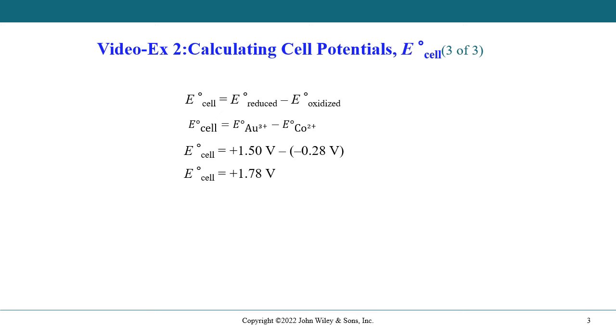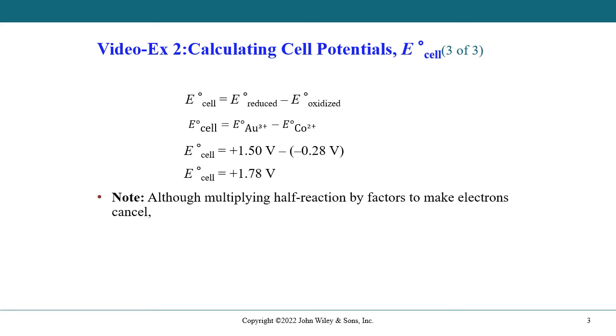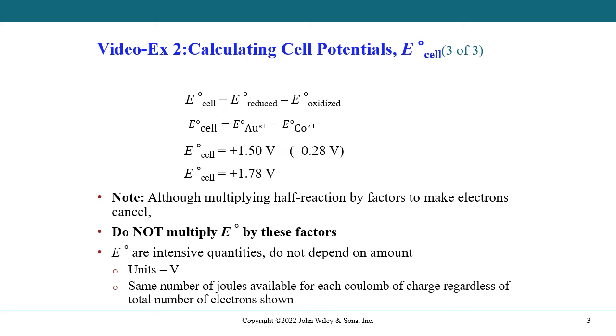Now we need to note the following. Even though we multiplied the half reactions by various factors to make the electrons cancel, there's one very important point: we don't multiply the E values by these factors. And this is for a couple of reasons. First of all, the standard electrode potentials are intensive quantities. They don't depend on the amount.